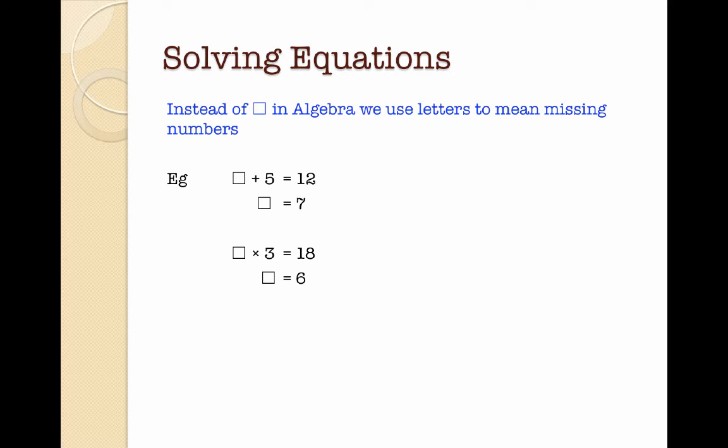Now, in algebra, instead of using a box, we use the letters of our alphabet because we're used to the letters of our alphabet. So instead of using a box, for the first example, I might use the letter A. A plus 5 equals 12, so in this case, A would equal 7. In the second example, I can use a different letter. M times 3 equals 18, so M must equal 6. We solve by inspection just by looking at the equation and trying to work out what the missing value is.